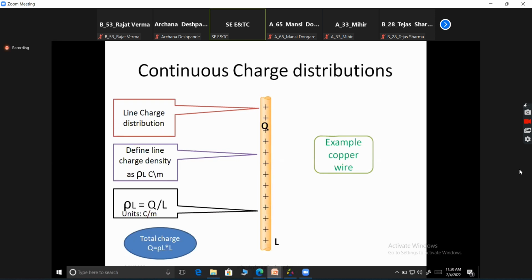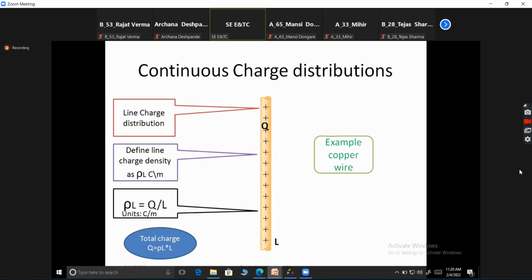When you're designing a cable and you are doing electrostatic analysis, at that time thickness is never ever taken care of. Only the length is taken care of, because the length of the cable is very, very large as compared to the radius or the diameter of the cable. So we simply neglect the thickness.